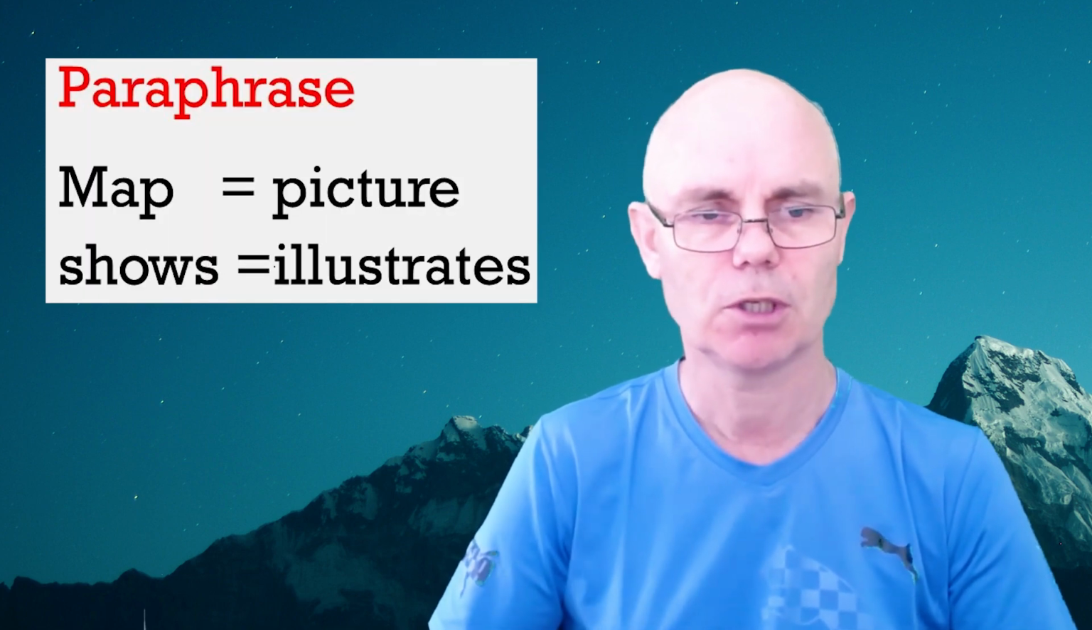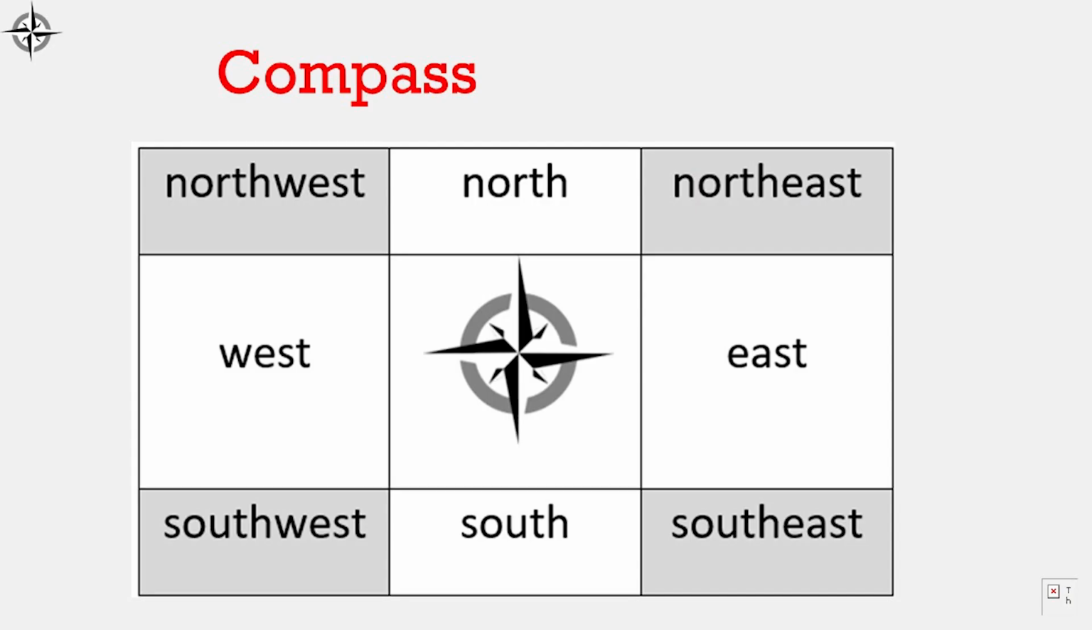For vocabulary, we're going to want to be able to paraphrase some of the common words, like map to picture, shows to illustrates. If there's a compass, we're going to want to know how to describe it, and not just north, west, east, south, but also putting words together. So in English, we would describe northwest. In a lot of languages, a lot of the Asian languages, they put the west first, so it'd be west north. So note what it is in English, northwest, and if it's different to your own language, you might have to review that a bit so that you avoid making mistakes.